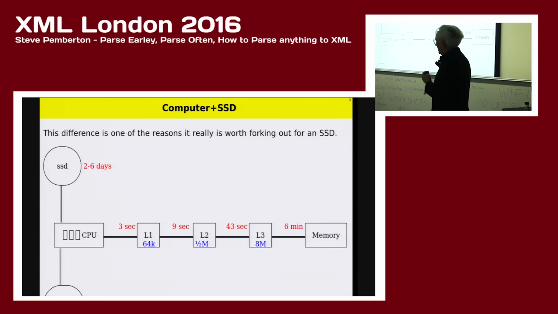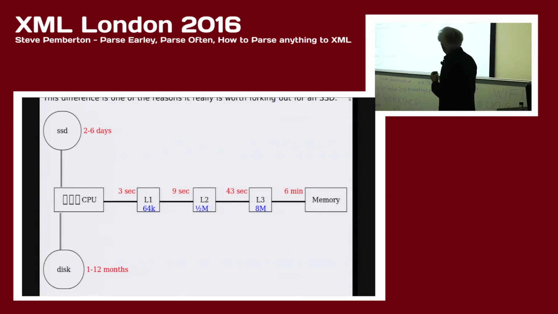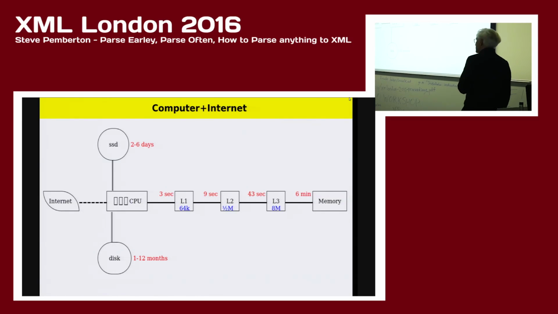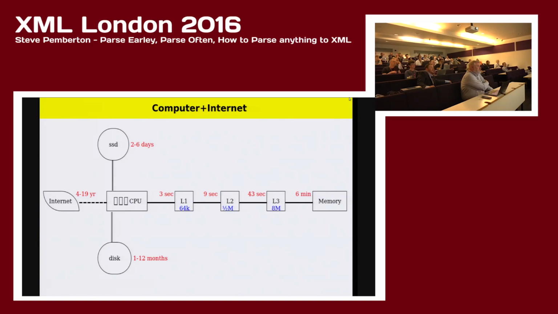Before I go talking about the solution for these delays, let me just also tell you about connecting to the internet, and that will take 4 to 19 years to get to. And by the way, these are latencies. This is not the time to get the data, it's just the time for the first bit of data to start coming in. So in other words, these things take really, really long times for a computer.